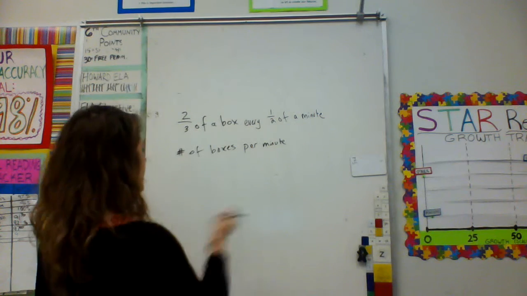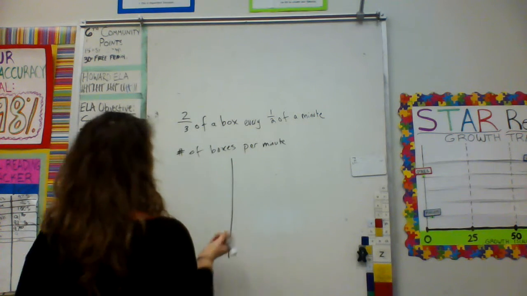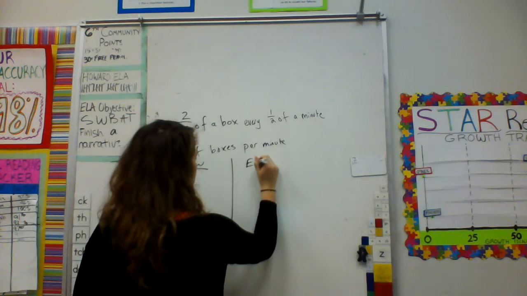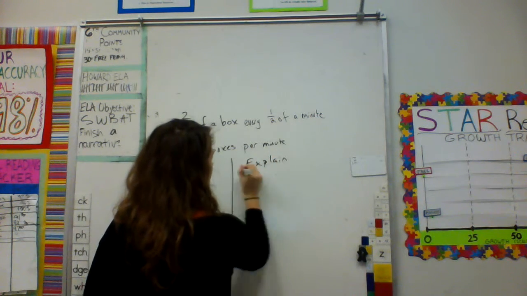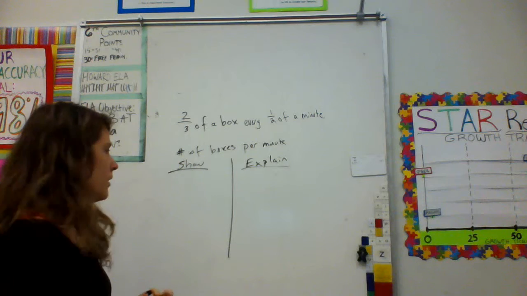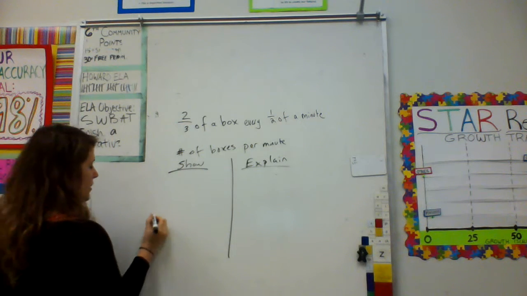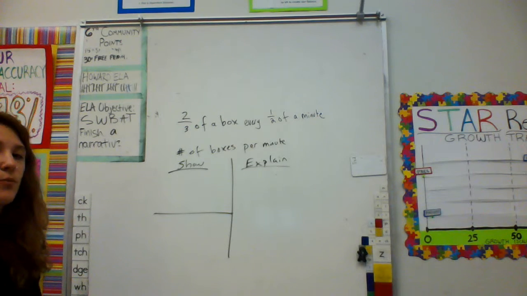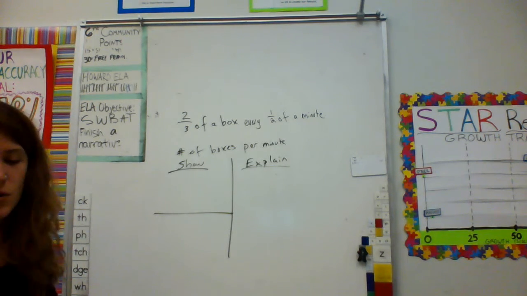I'm going to draw a line down the center. This side is going to be show. This side is going to be explain. Please do the same thing on your paper. Now, I'm going to cut the show into 2 pieces, and some of you can probably guess why. I'm going to go through this pretty quickly because I think that we're really strong at this.